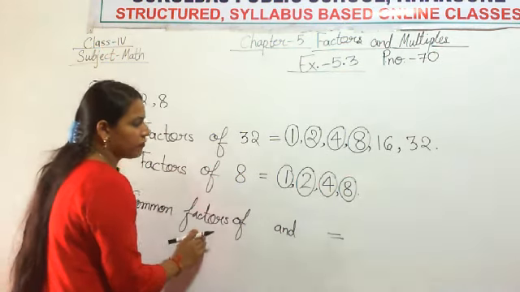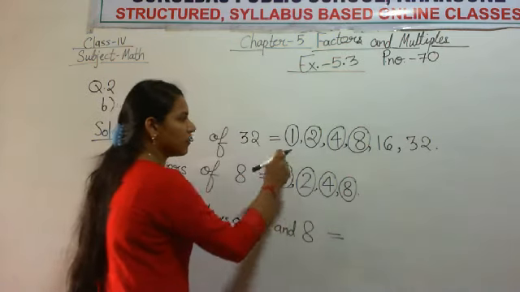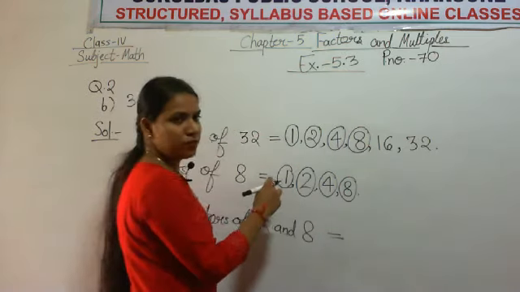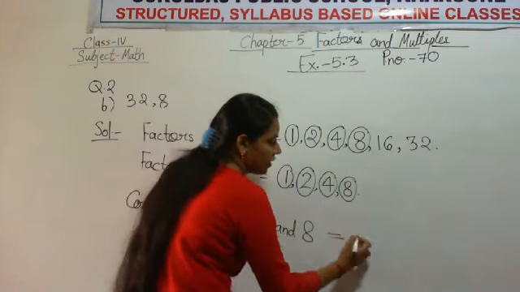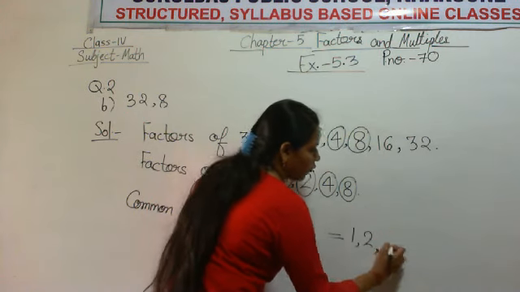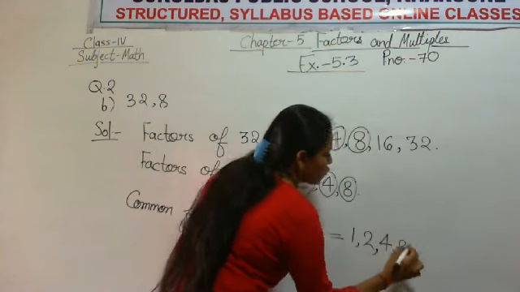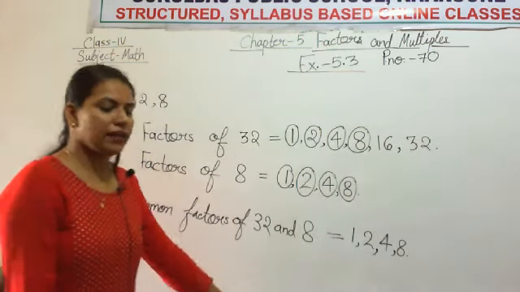Okay, now the common factors of 32 and 8 are the circled numbers. We will write here in the common factors. So 1 is circled, 2 is circled, 4 and 8. So 1, 2, 4 and 8 are the common factors of number 32 and 8.